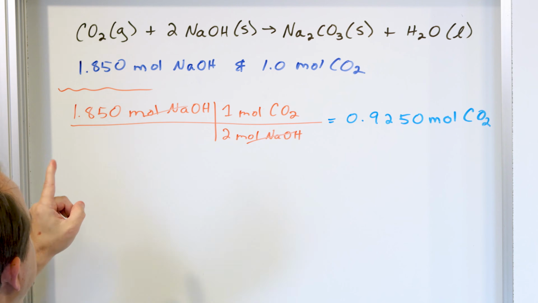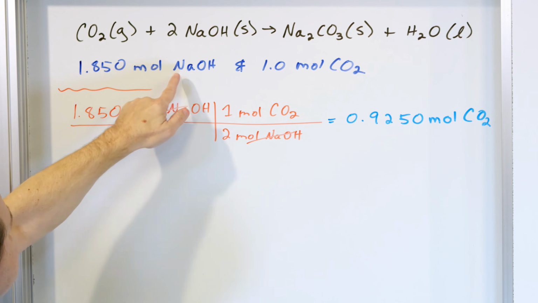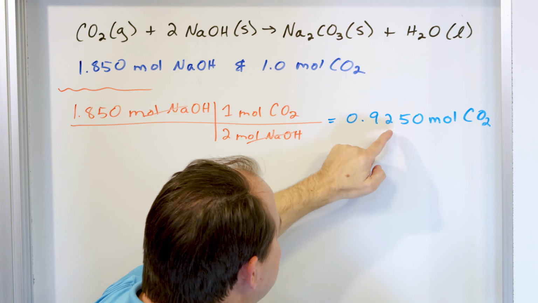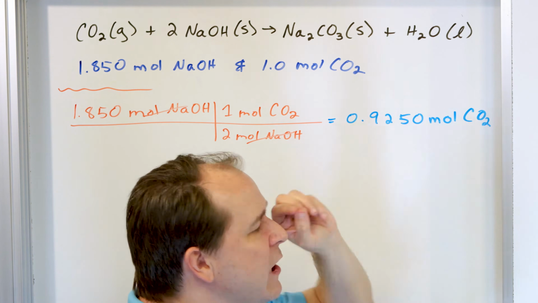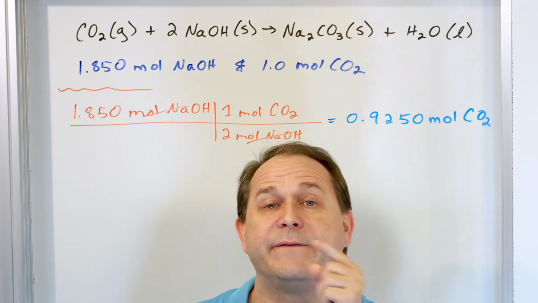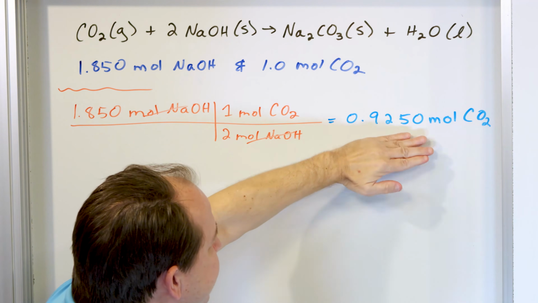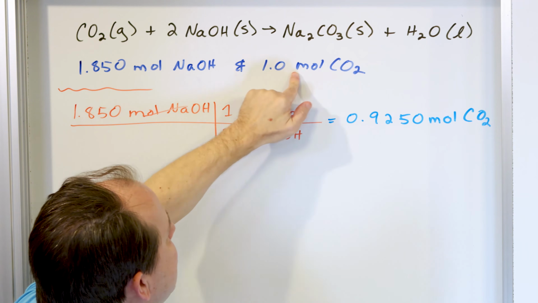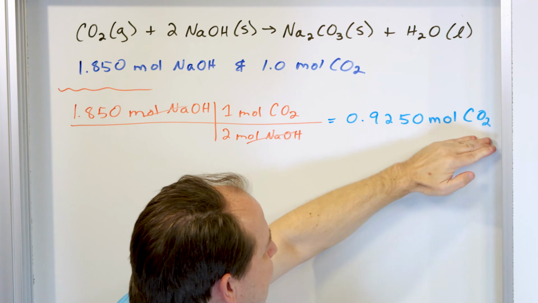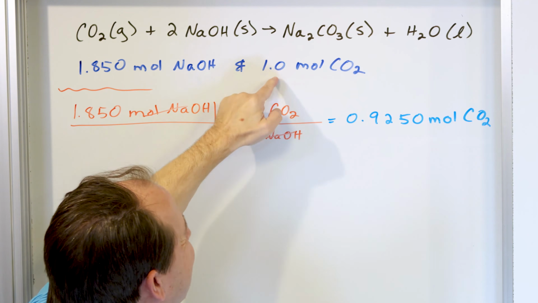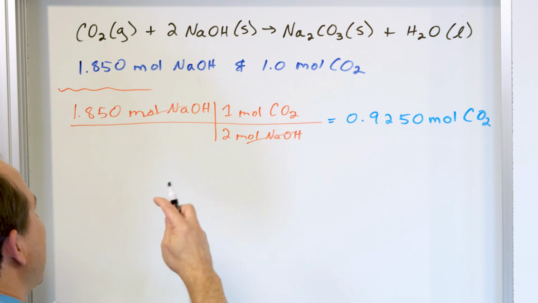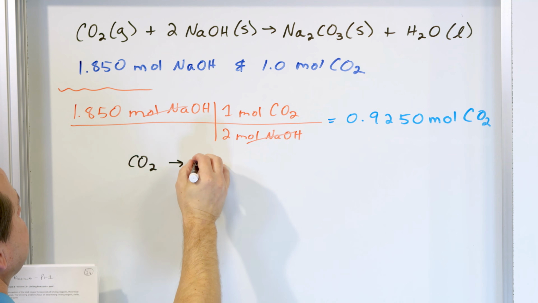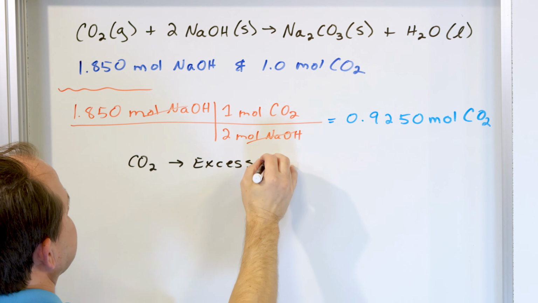Now this is enough to actually figure out which one of these 2 is the limiting reactant. What this is saying is that if I start with this many moles of sodium hydroxide, it's going to require just less than 1 mole, 0.9250 moles of carbon dioxide to fully react with that amount of the other reactant. However, this is how much is needed of the carbon dioxide, but I actually have more than that in my reaction vessel. So I'm not going to run out of carbon dioxide first because I actually have excess carbon dioxide. So what I'm going to write down is that CO2, this is the excess reactant.